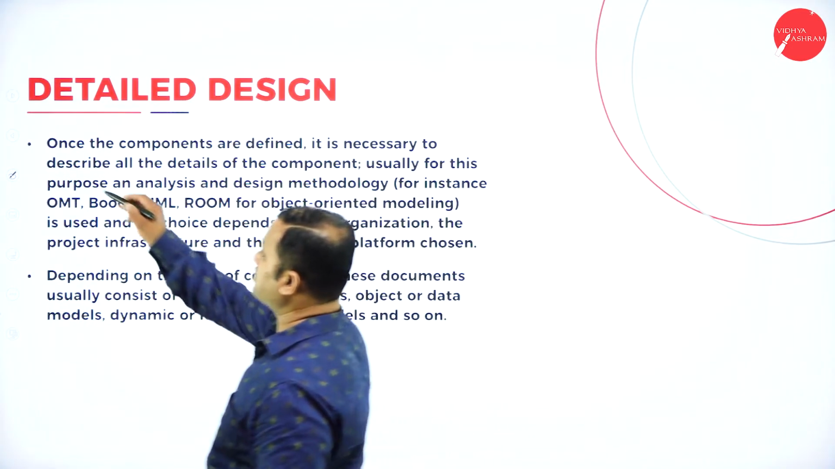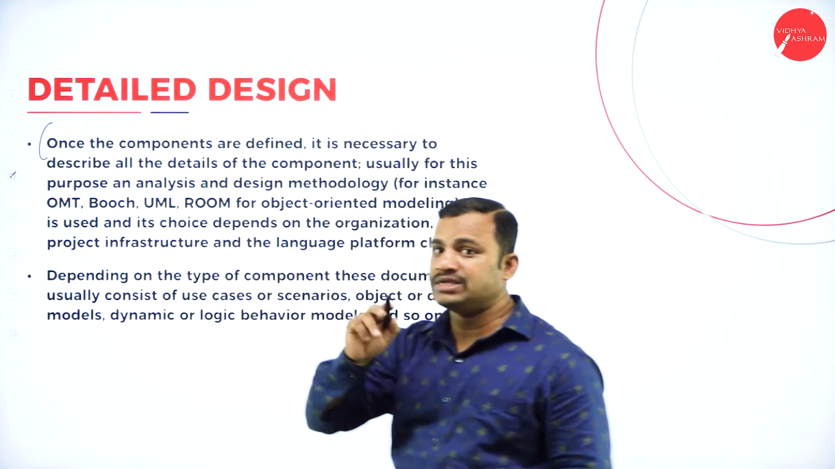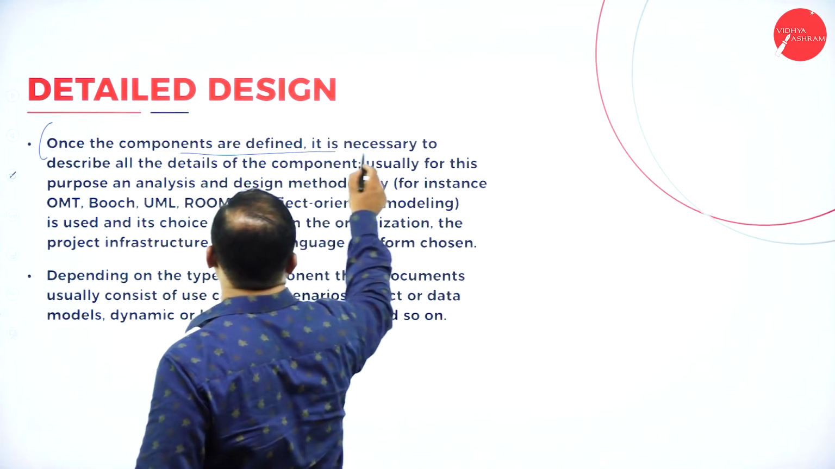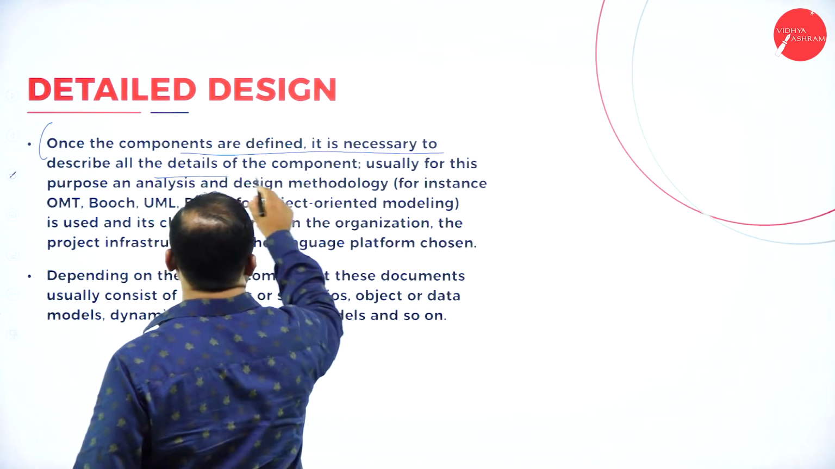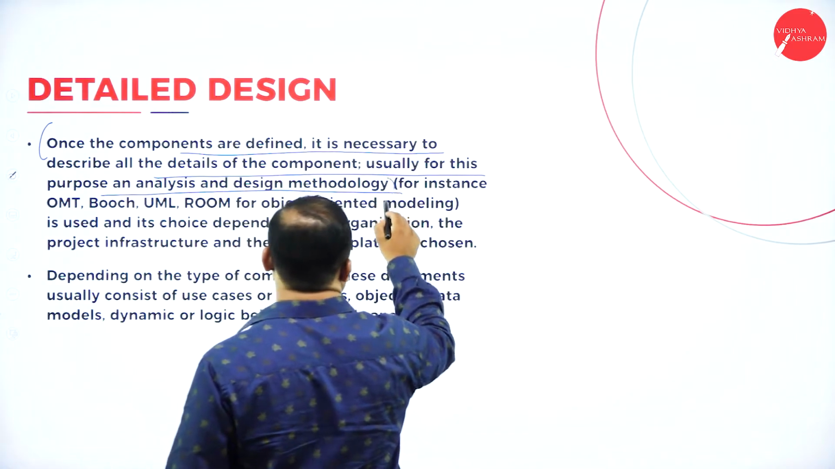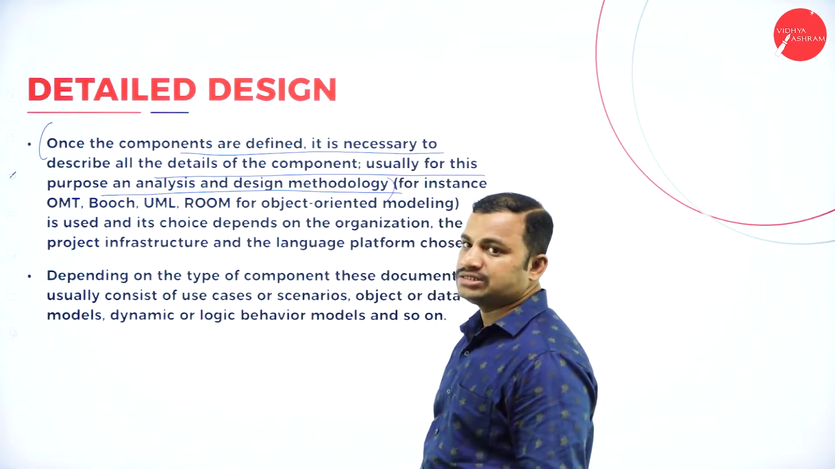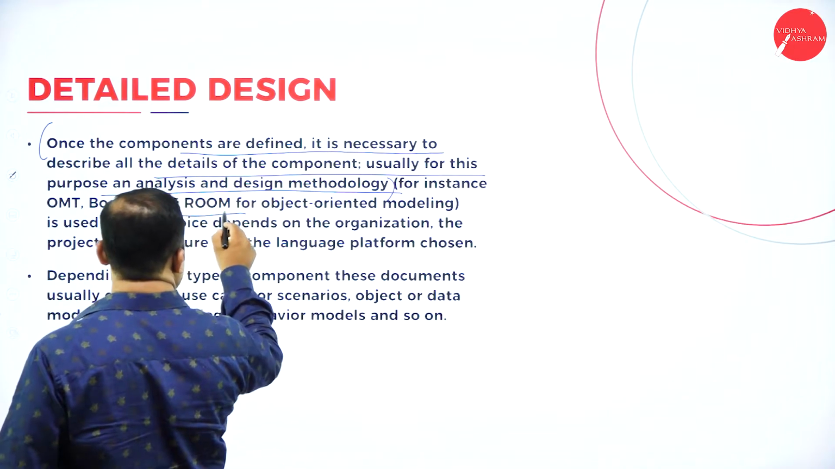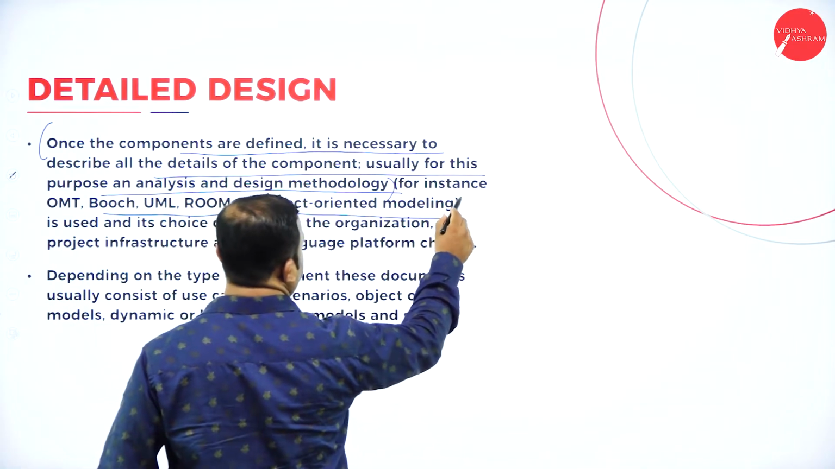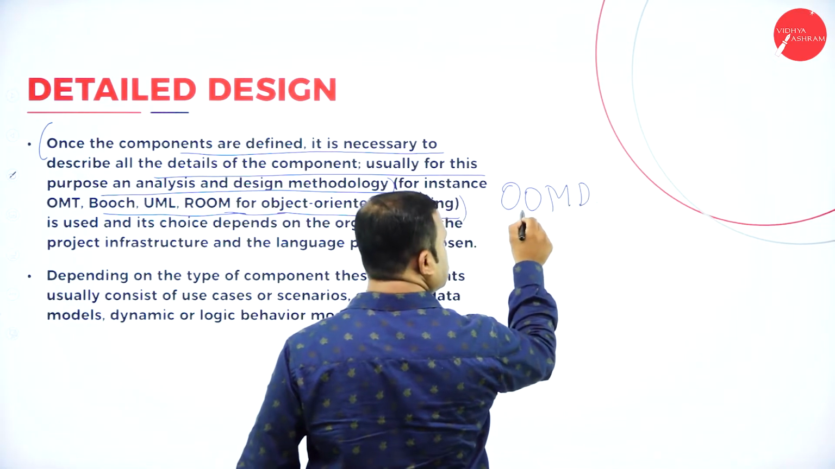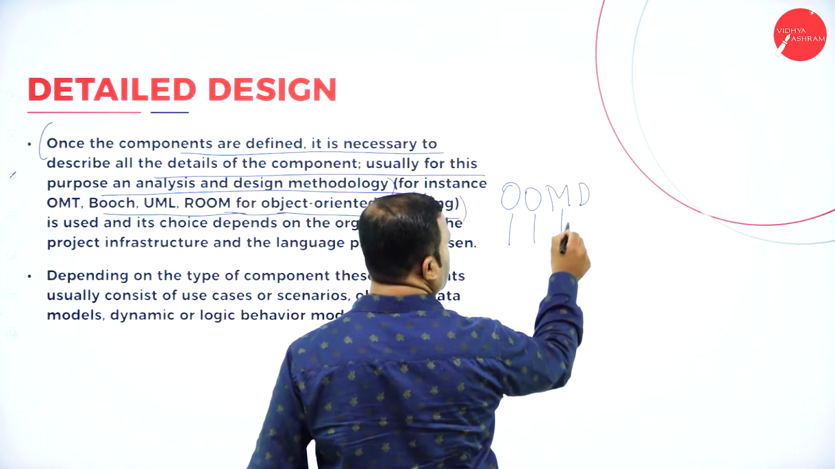Now, detailed design. In the case of detailed design, how does the documentation take place? Once the components are defined, it is necessary to describe all the details of the component, usually its purpose and analysis and design methodology. For instance, OMT, Booch, UML, Room, for object-oriented modeling, that is OOMD. This indicates object-oriented modeling and design.